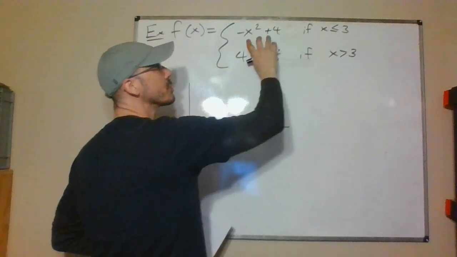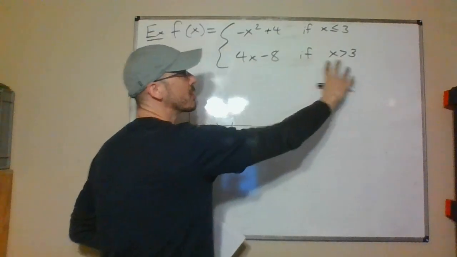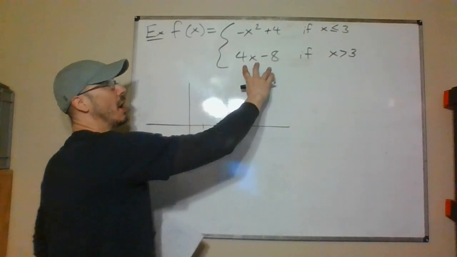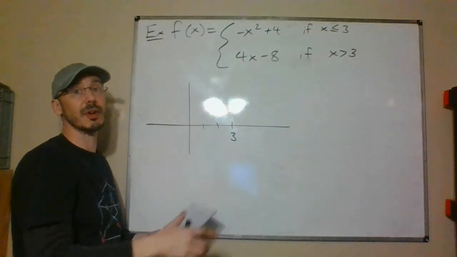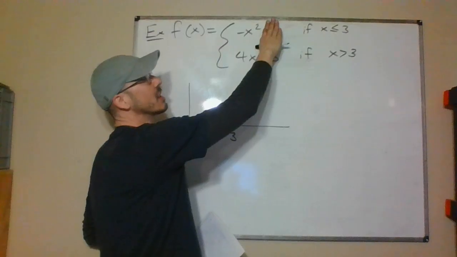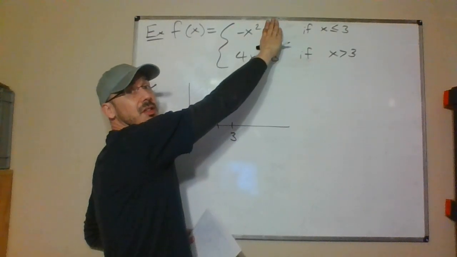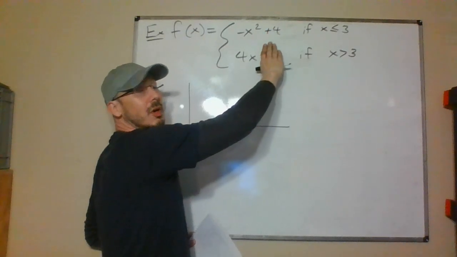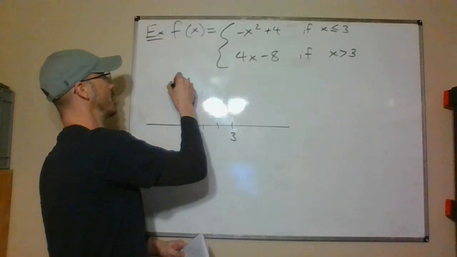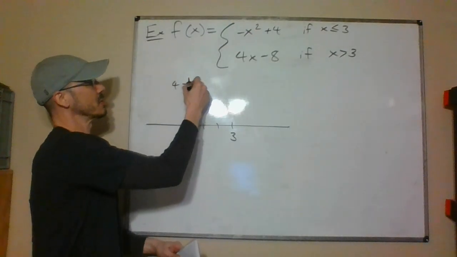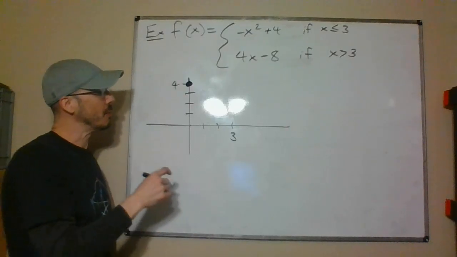So less than or equal to 3, or to the left of 3, I'm going to use this function. To the right of 3, greater than 3, I'm going to use this function. This one is a quadratic function. And it's actually a pretty nice one as far as quadratic functions go. If you look at negative x squared, that's just a parabola that opens downward with its vertex at the origin. Plus 4 would shift it up 4 units. So the vertex is actually right there.